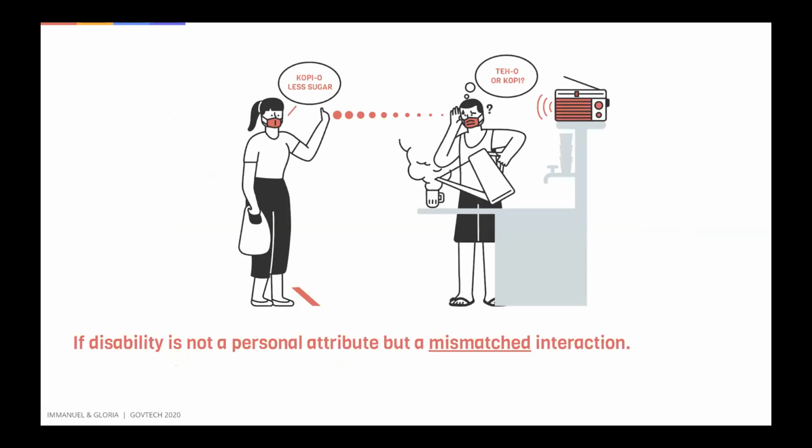So it's important to recognize that disability is not a personal attribute, but a mismatched interaction between a person and their environment. And if you recognize that, then inclusion means matching interactions between the user and the environment.